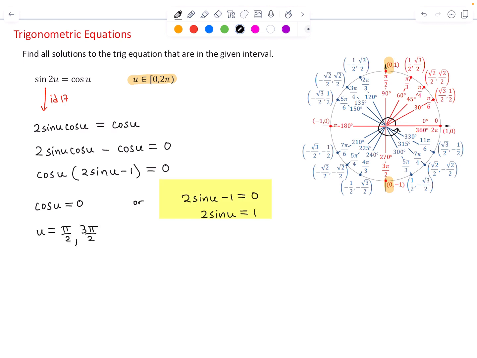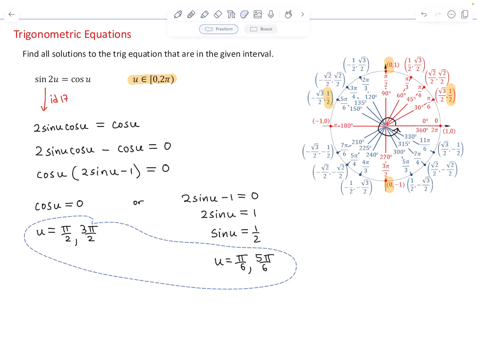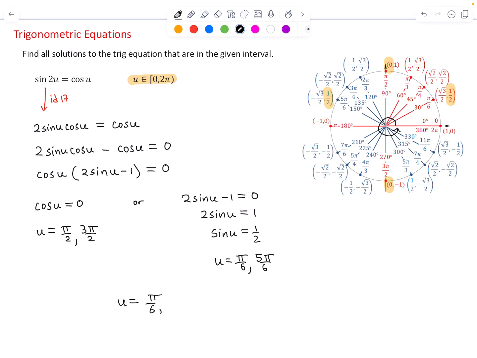Now over here, we will add 1 to the other side. Now divide by 2, and find all angles where the sine of u is 1/2. The sine is the second coordinate that occurs here and here, first and second quadrants. The sine is negative in the other 2 quadrants. And that corresponds to angles pi/6 and 5 pi/6. Now just combine these answers into one set, and I'm going to sort them from least to greatest. Pi/6 was the smallest, then pi halves, then 5 pi/6, and the largest is 3 pi halves.